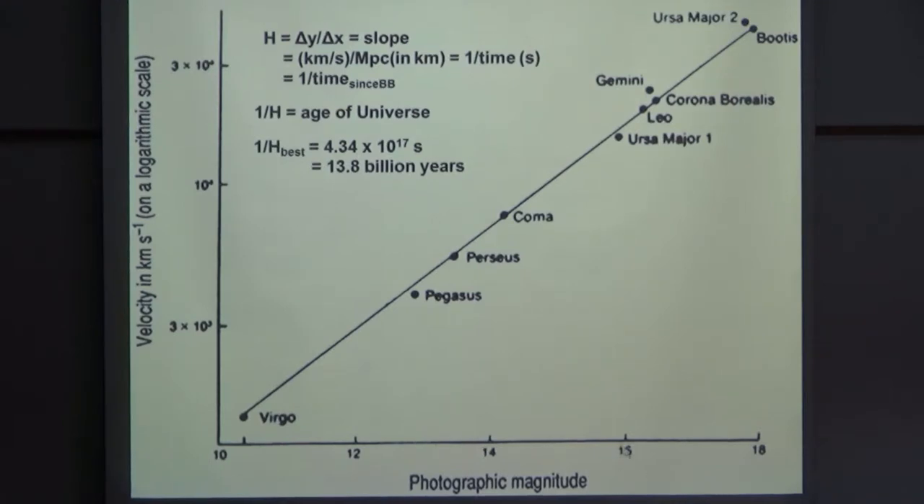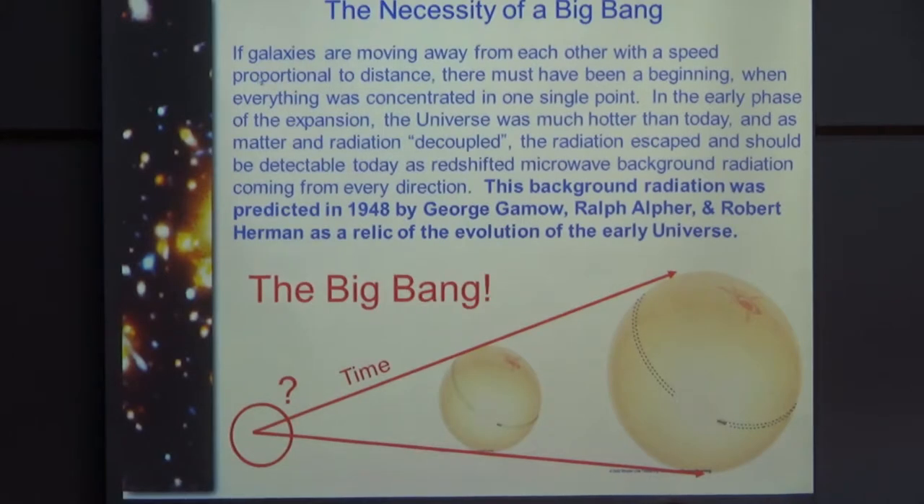And the brightness of an object is also a representation of its distance from you. What's interesting is that the slope of this line has units of 1 over time, and if you take the reciprocal of it, you get the age of the universe in seconds. And that was why measuring the Hubble constant became so important. They realized they could actually find the age of the universe by doing so.